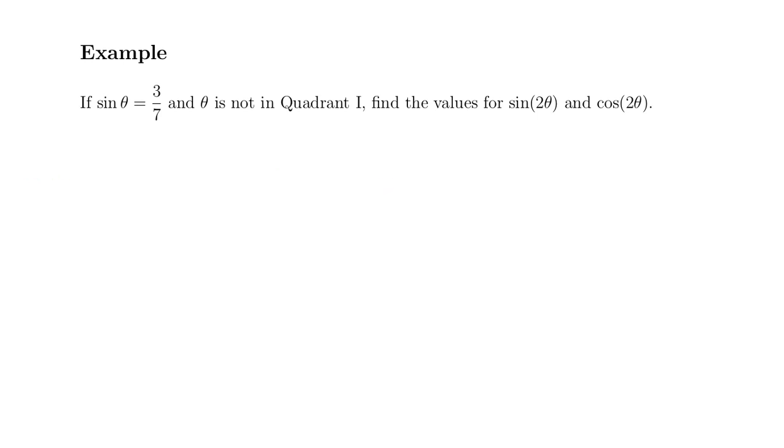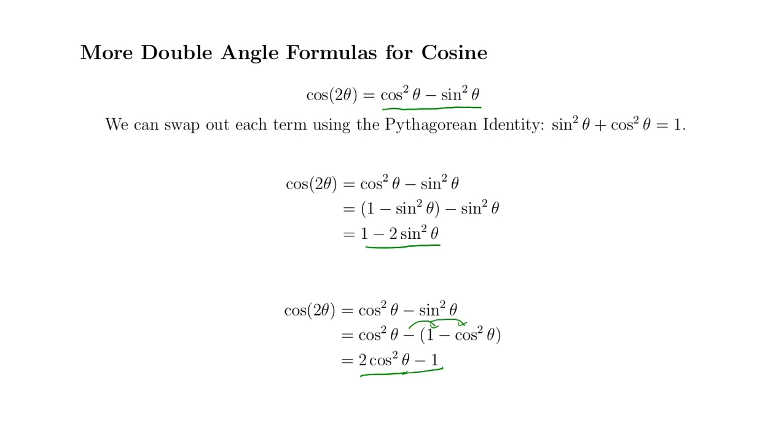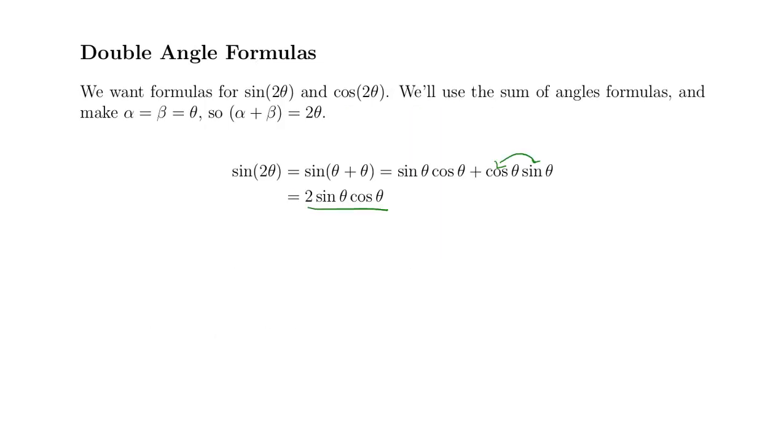What we're going to do is we're going to say if sine of theta is 3 over 7 and theta is not in quadrant 1, so we'll figure out what quadrant it is actually in, then we want to find the values for sine of 2 theta and cosine of 2 theta. So maybe what we'll notice is if I go back, let's just look at this one. If we want to find sine of 2 theta, notice we need sine theta. We have that. We also need cosine theta. So let's go ahead and find that.